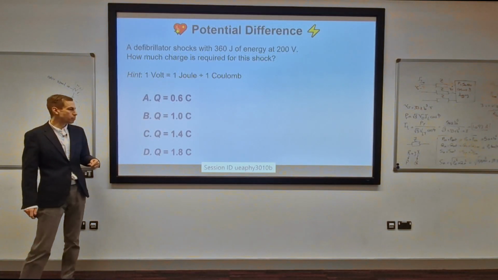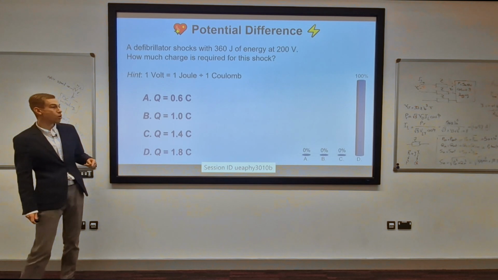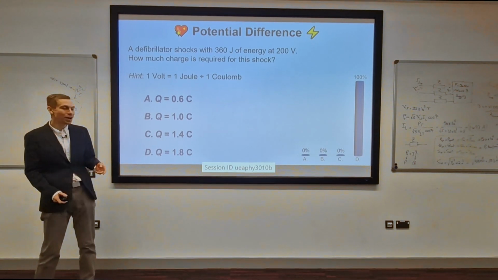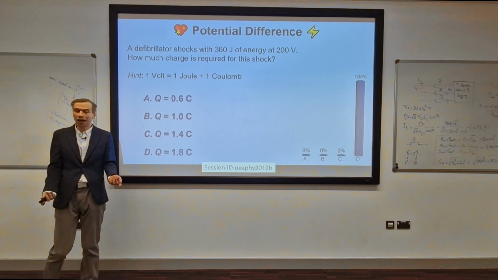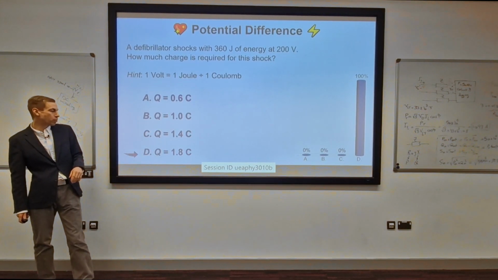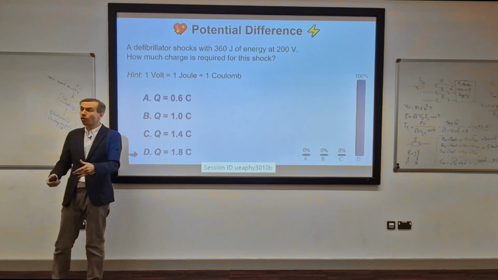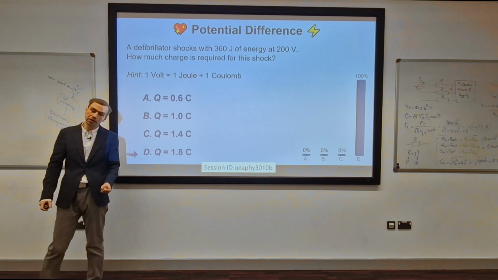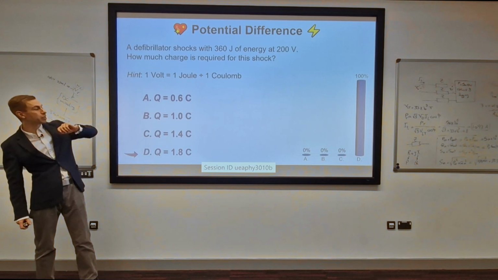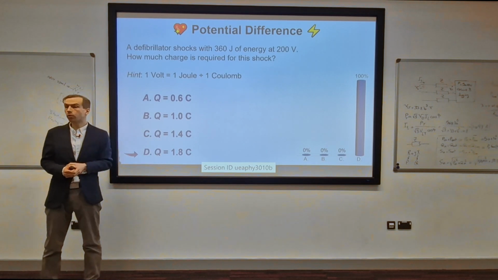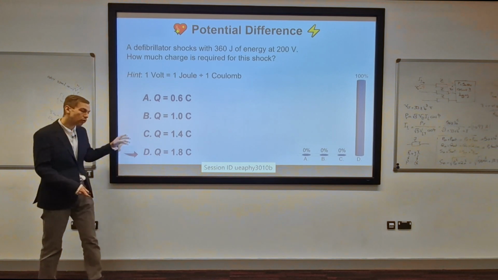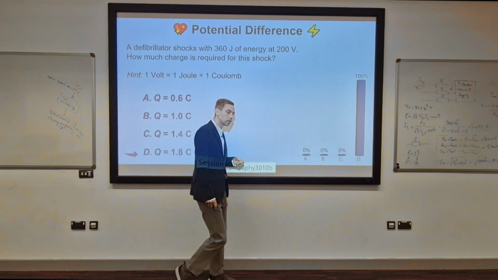Okay, let's see what everybody gets for this one. Oh, wow, 100% again. Fantastic. Yes, this is the correct answer. Very well done. It's the 1.8 coulombs. Very well done, everybody, that's absolutely fantastic. So when you're defibrillating someone with 360 joules, you're giving them about 1.8 coulombs of charge. So that's a numerical example.